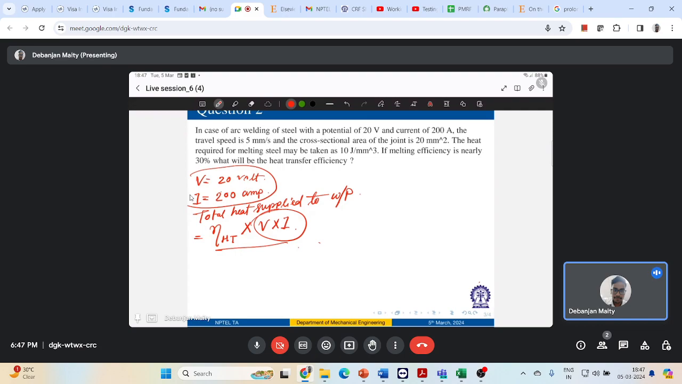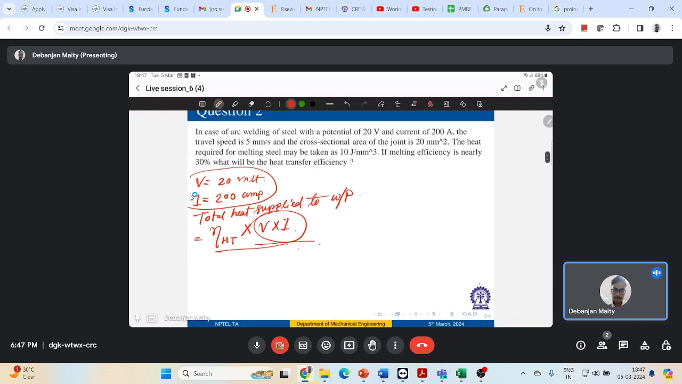So my total heat supply to the workpiece will be heat transfer efficiency into voltage into current. So this is my power supplied, right?